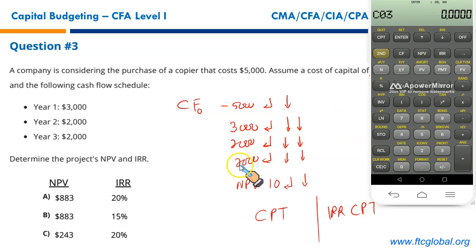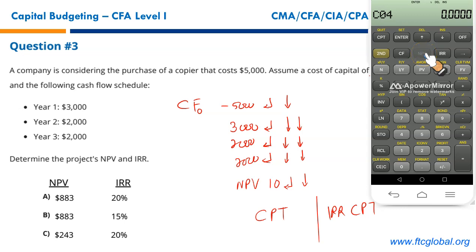Now you need to put the third year cash flow, that is 2000 again. 2000. Enter. Down arrow. What's the frequency? Just 1. Press this down arrow key again. All these cash flows have been entered.